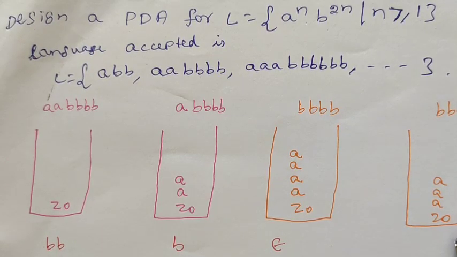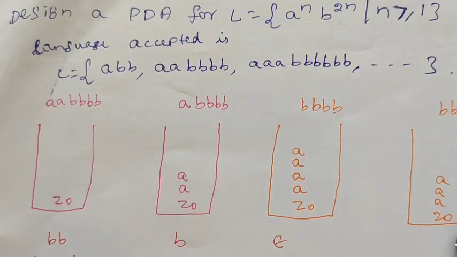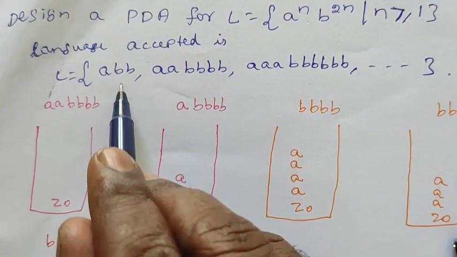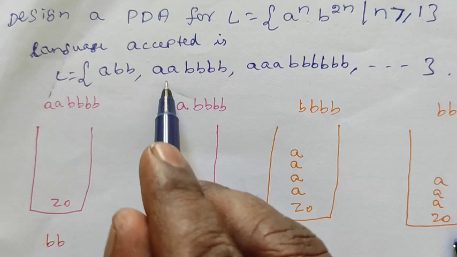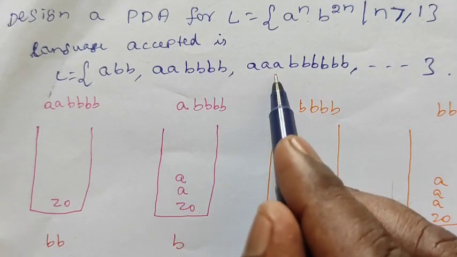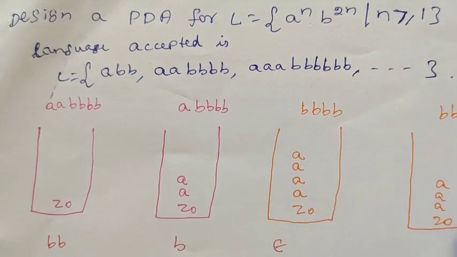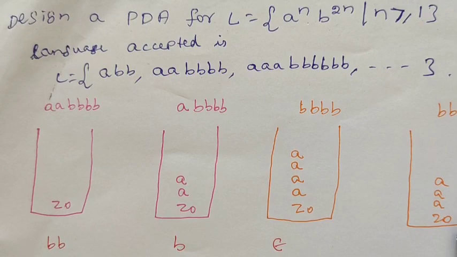So first we will discuss the legal language patterns which can be accepted. When n is 1, we can have a, b, b. When n is equal to 2, we can have a, a, b, b, b, b. And when n is equal to 3, we have 3 a's and 6 b's, and so on, because the number of b's is actually 2 times the number of a's.